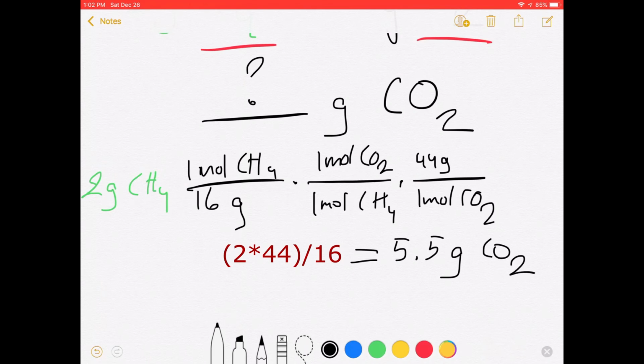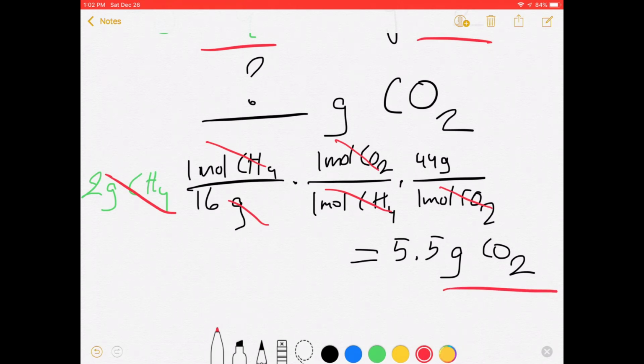And of course, all our units cancel out. Like in our previous video, moles of CO2 cancel out with moles of CO2. Moles of CH4 cancels out with moles of CH4. Grams of CH4 also cancels out with grams of CH4. So in the end, we're left with only grams of CO2.